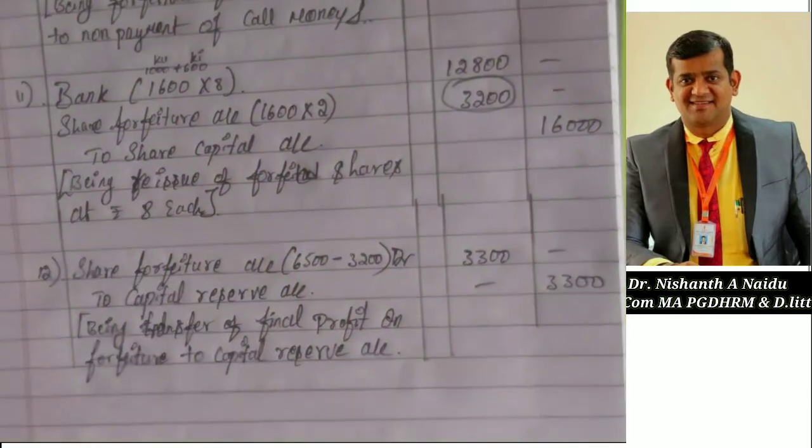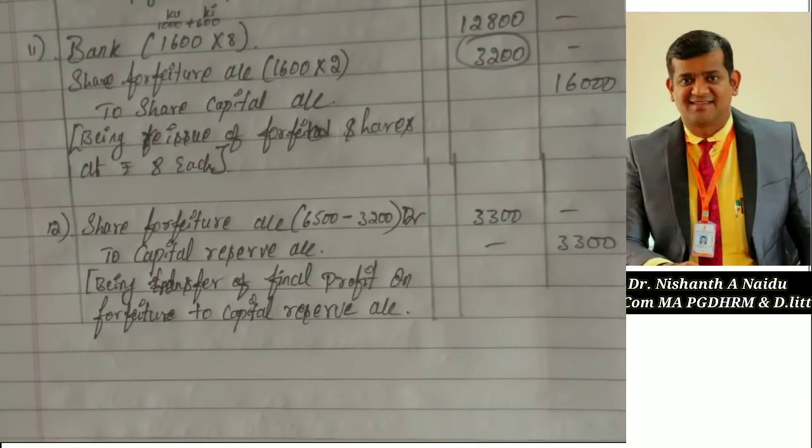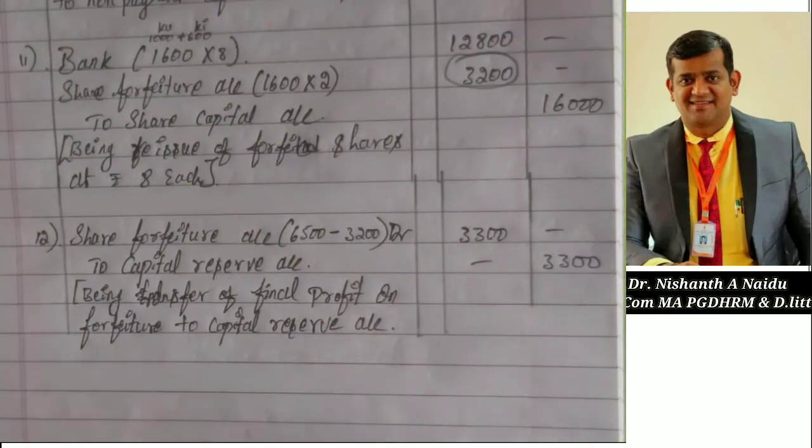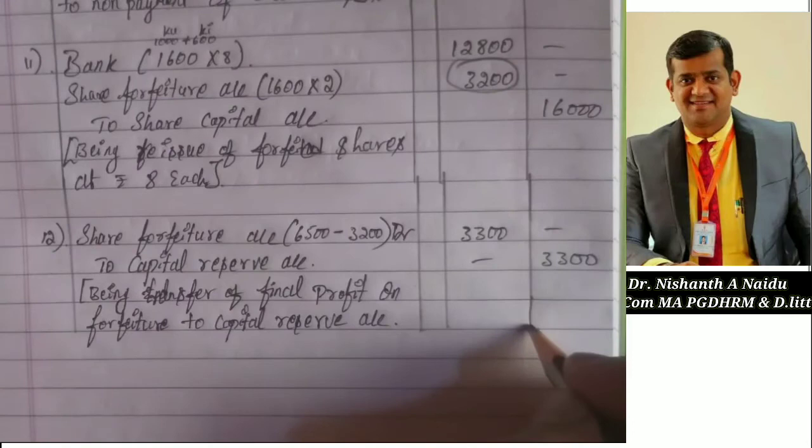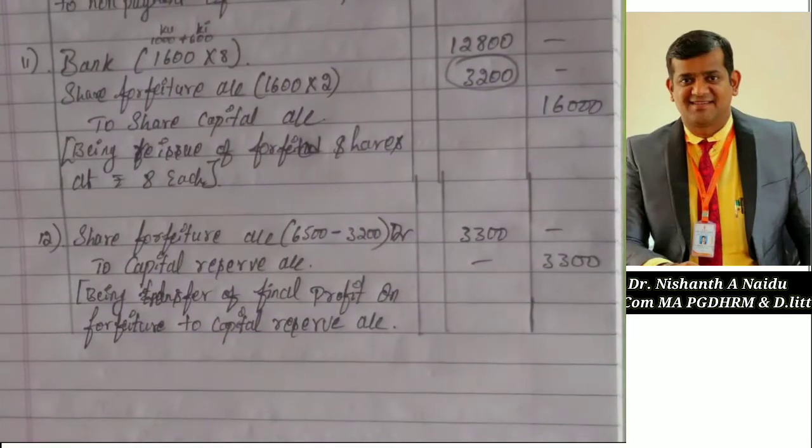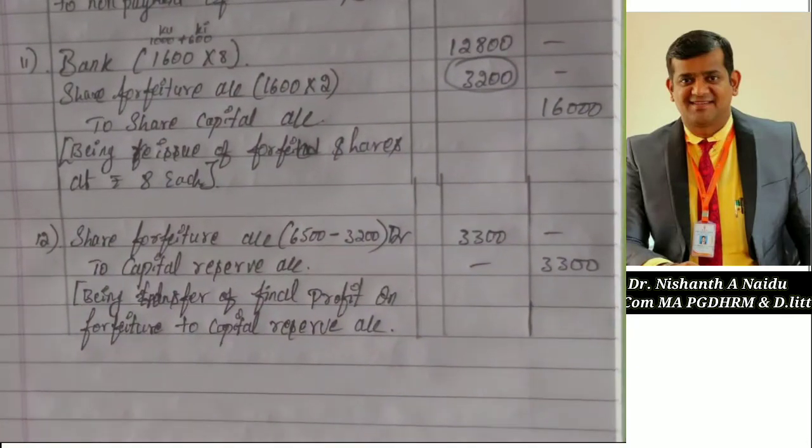Okay, so we are done with the journal entry part. So next we are going to prepare the bank account and the balance sheet. So let us draw the table for the same.